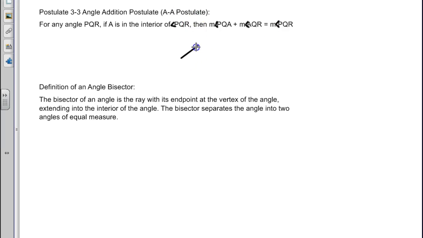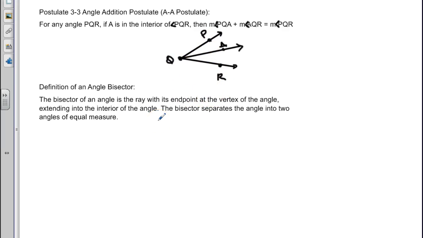quick. So we have the angle PQR here. Q is the vertex, we know, because it's in the middle of that angle. So there's PQR. A is right in the middle. And the angle addition postulate says if A is on the interior, then that forms two angles, PQA and AQR. And when I add those two together, I get PQR.